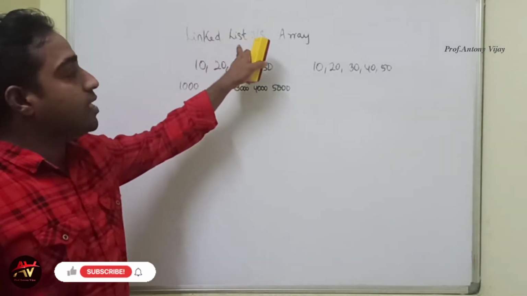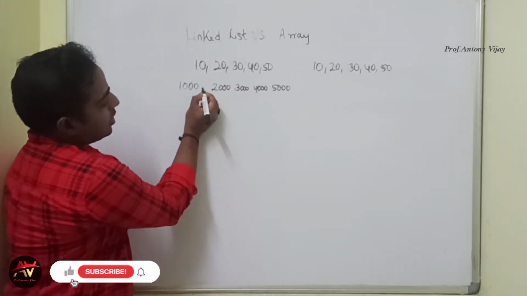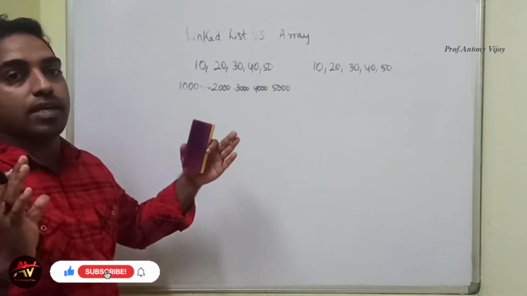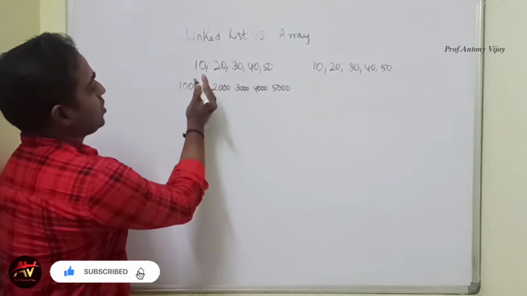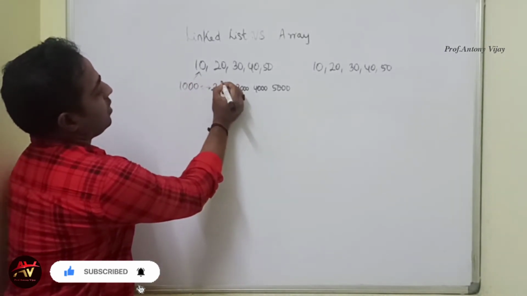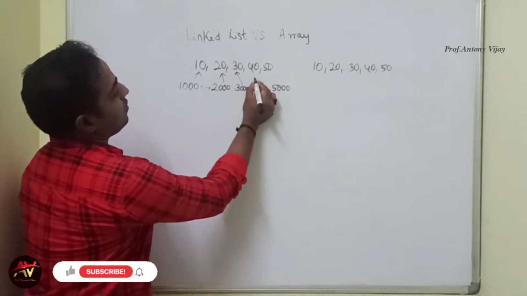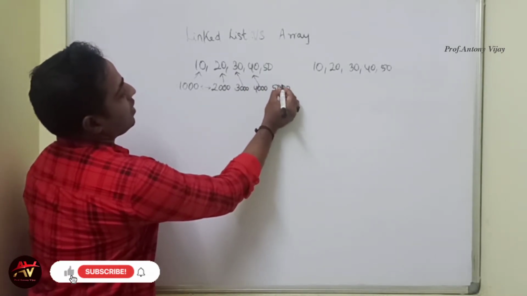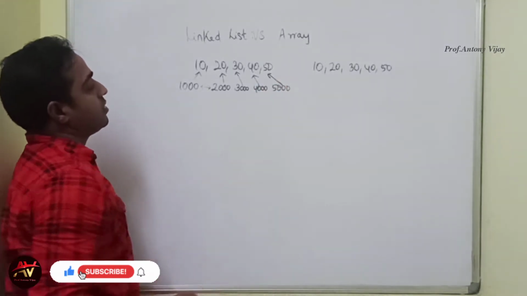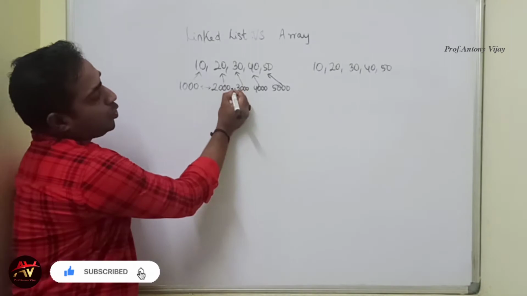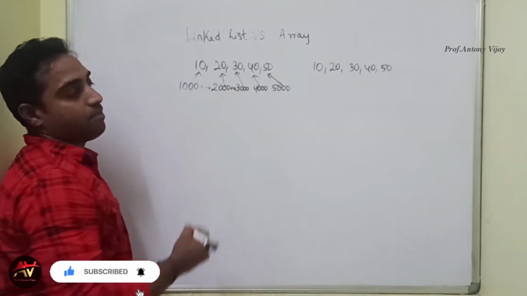So in linked list, as I told already, there is a huge gap, 1000 to 2000 is a huge gap between every element. So here 1000 for 10, 2000 for 20, 3000 for 30, 4000 for 40 and 5000 for 50. This is how the addresses are generally assigned. So there is a huge gap between every element.